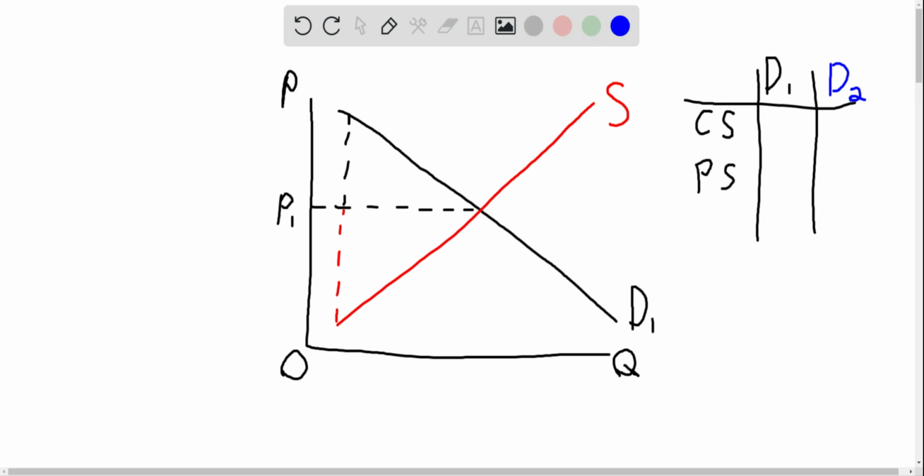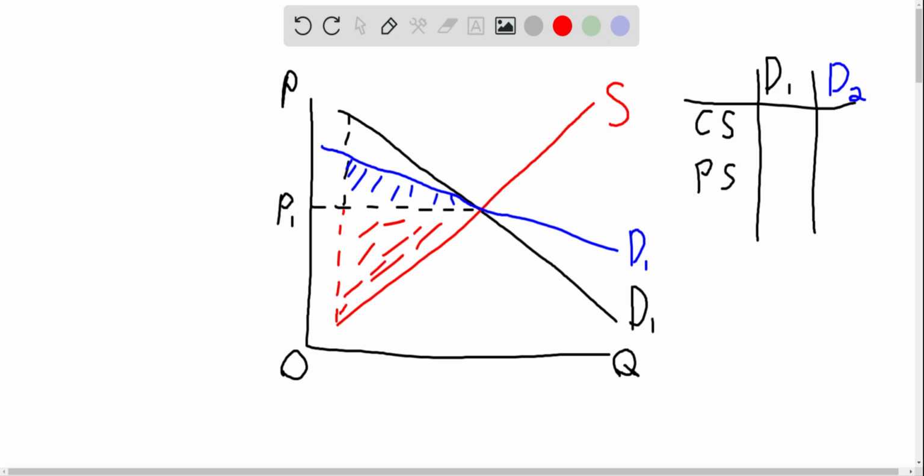Now, when we draw a second demand curve that is flatter than the first demand curve, but goes through the same equilibrium point, we can see that this area for demand curve 2 is smaller. But because the supply curve did not move, then this area remains exactly the same.